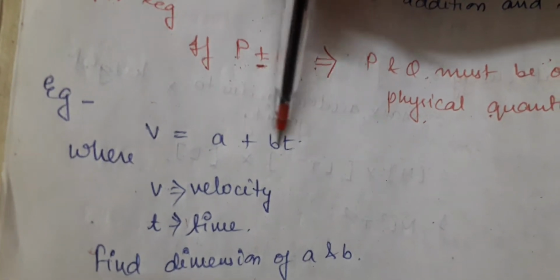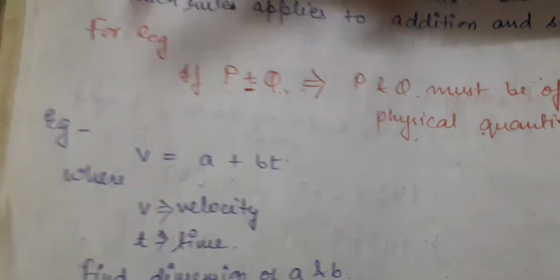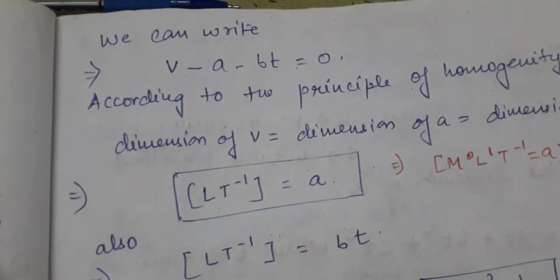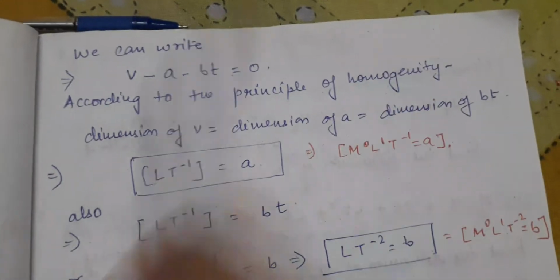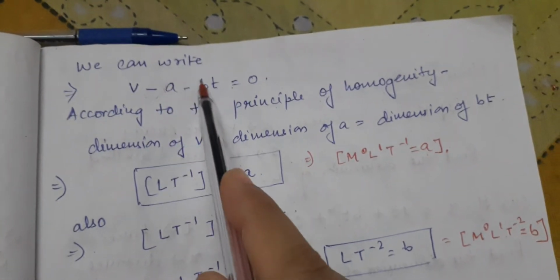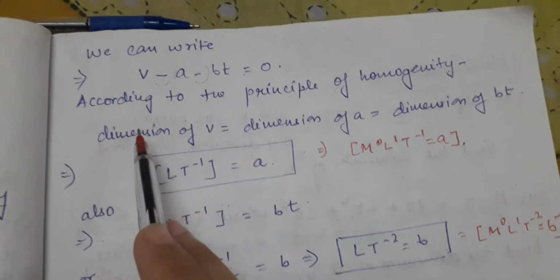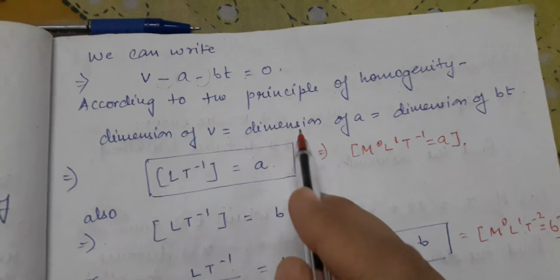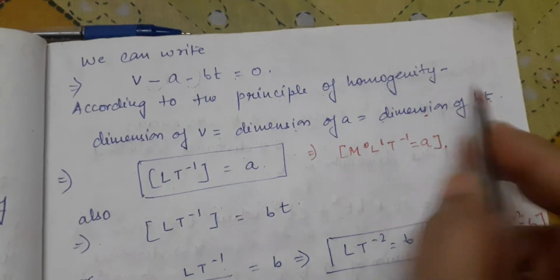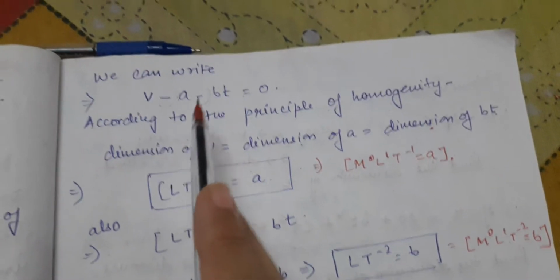So let us take all the quantities to the left hand side. Take a here and bt as well. So what does it become? It becomes v - a - bt = 0. Now, what does the principle of homogeneity say? See, we are subtracting the physical quantities. So the dimension of v should be equal to the dimension of a, and this should also be equal to the dimension of bt. Means all three physical quantities should have the same dimensional formula.